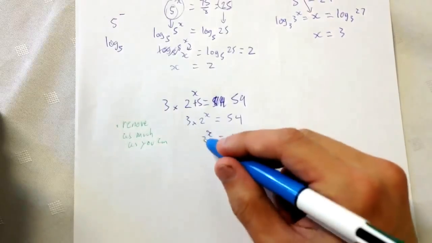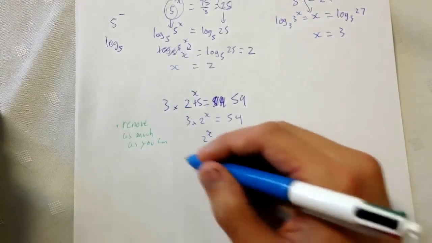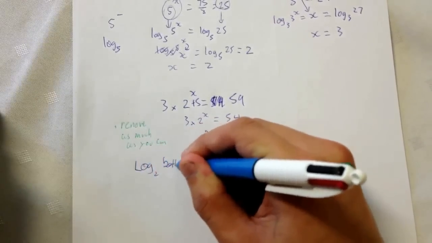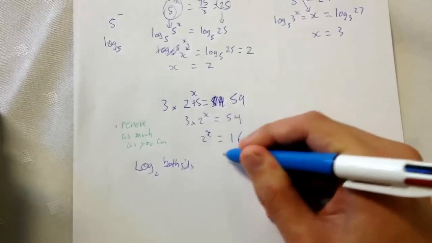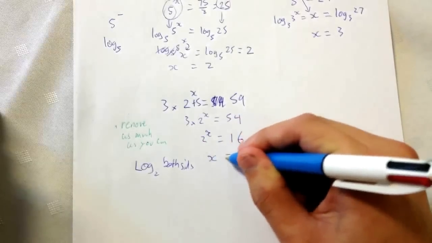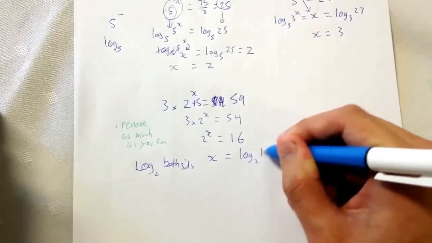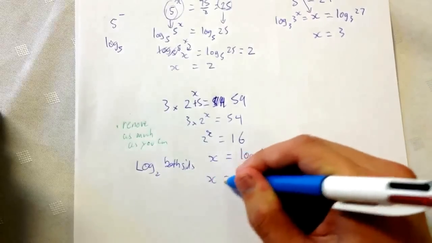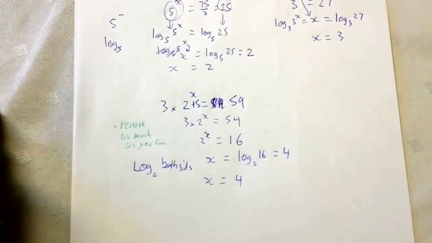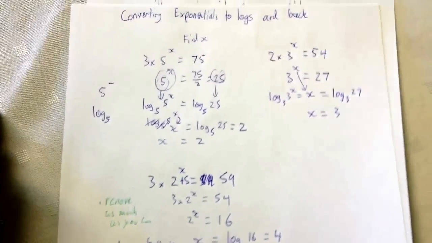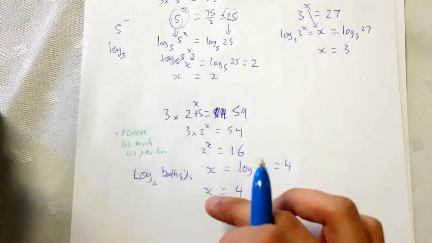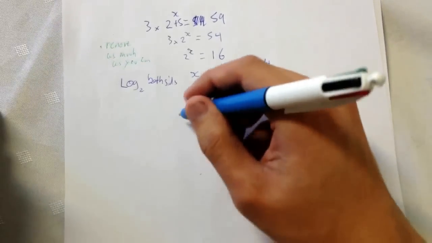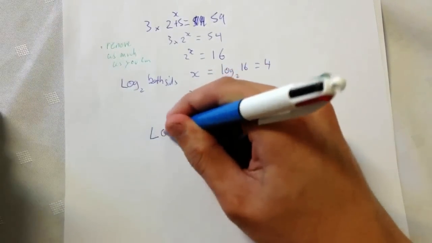Now we want to get rid of this 2 to the power of x. So we just go log 2 of both sides, because we're trying to get rid of that. And then we just get straight to x equals log 2 of 16. And 2 to the power of what equals 16? 4. x equals 4. So that's getting from an exponential to no exponential, to getting a log. So I'll show you how to get rid of logs now. And logs are quite easy too.